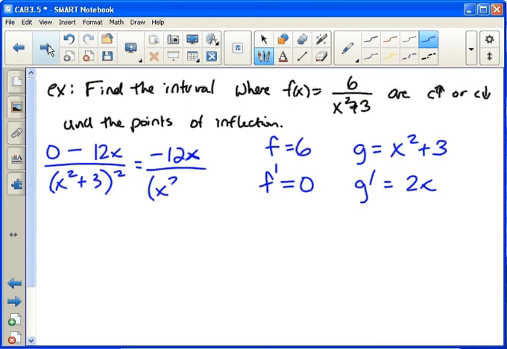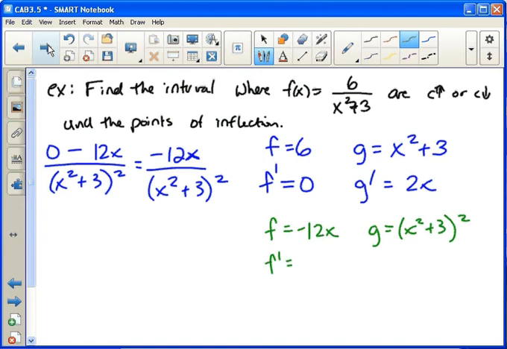Now here's the yucky part. We have to find the second derivative. That's just the first derivative we found. So we have to start that process all over again. The top is negative 12x. The bottom is x squared plus 3 squared. F prime is negative 12. G prime, we have to use the chain rule. So we get 2 times x squared plus 3 times 2x. Alright, so now let's start working on that.